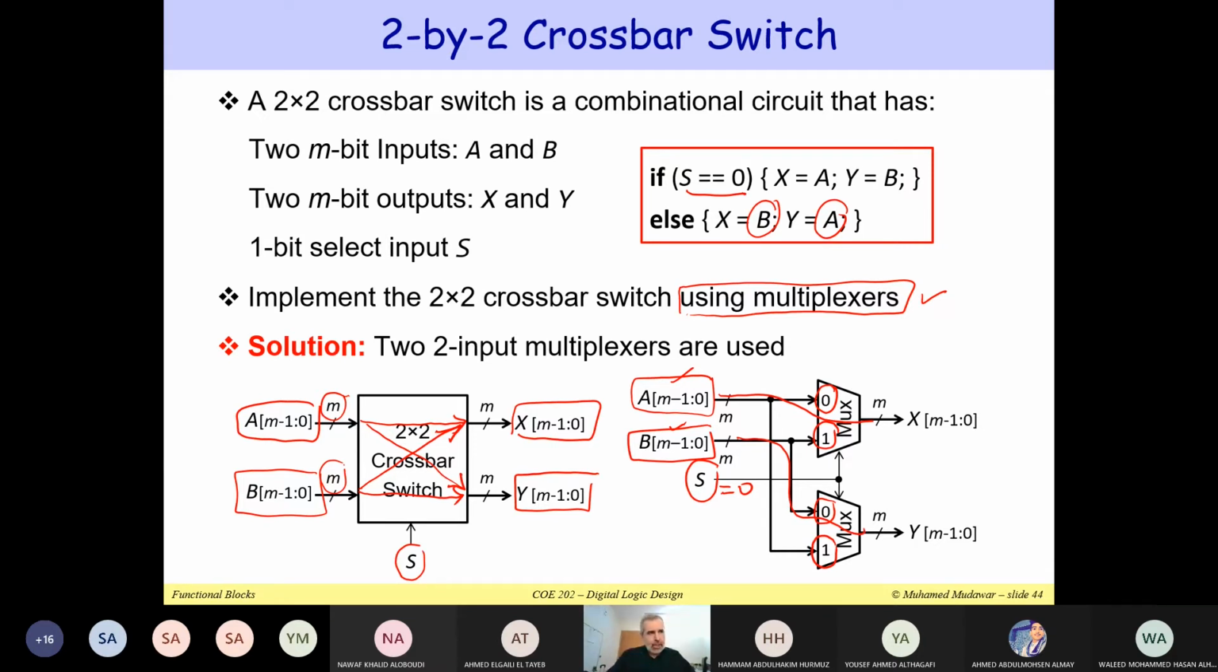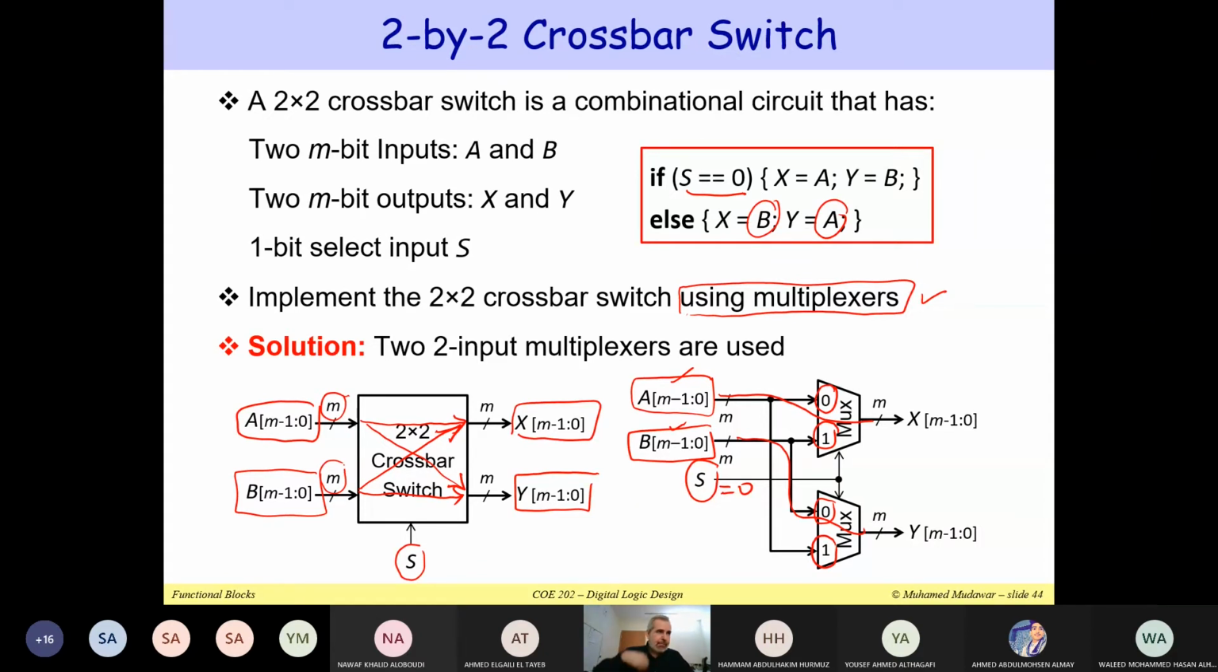You can also have additional functionality, which is not really shown here in this slide. For example, rather than using 1 selection bit, I can use 2 selection bits. So we can have 0 0, 0 1, 1 0, and 1 1. I can use additional selection. For example, I can have X and Y both equal to A. I can broadcast A to both outputs X and Y, and I can broadcast B to both outputs X and Y. So I can say that X and Y are both equal to A, and I can say that X and Y are both equal to B.